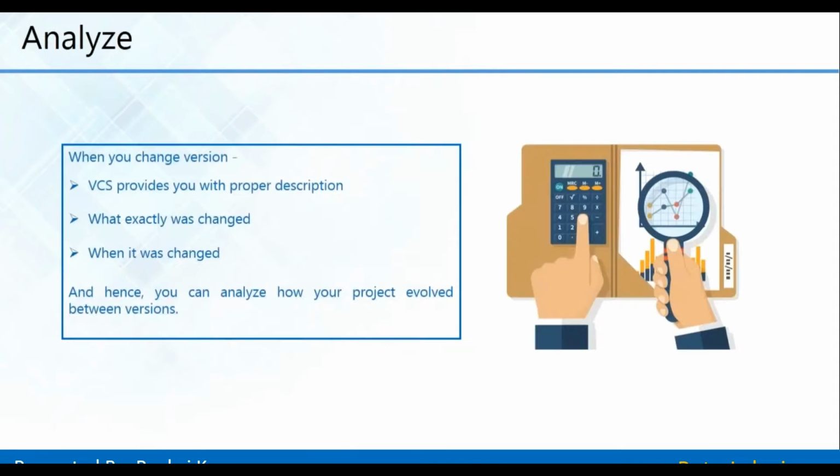Okay, now the third thing, we can analyze the entire project. See, the version control system provides you proper documentation, and also manages how and when you exactly made the changes, what exactly the changes you have done in your project. So it keeps track of every piece of information when you are working on your project.